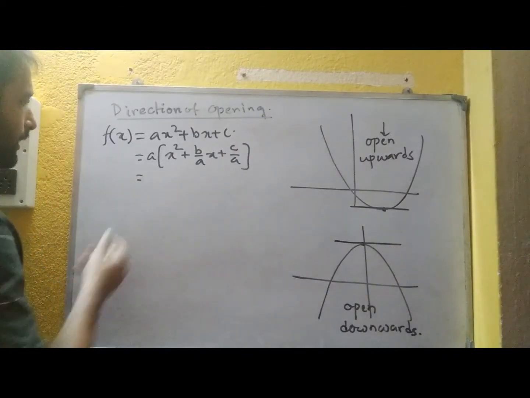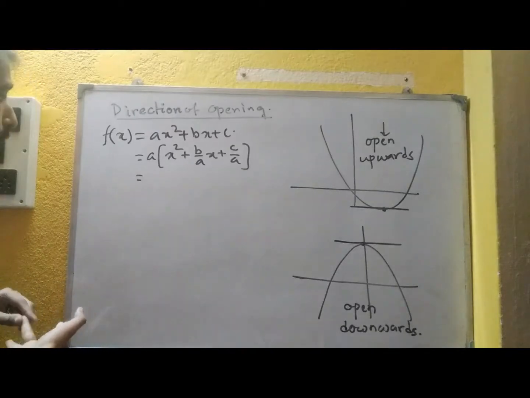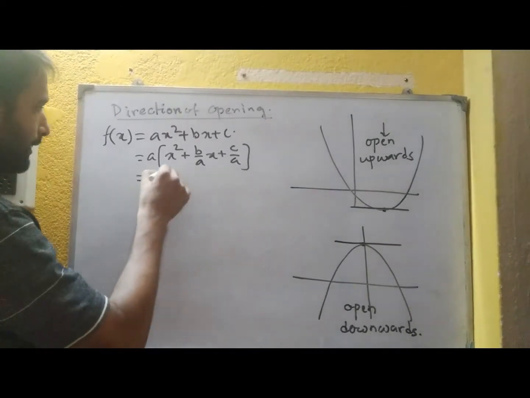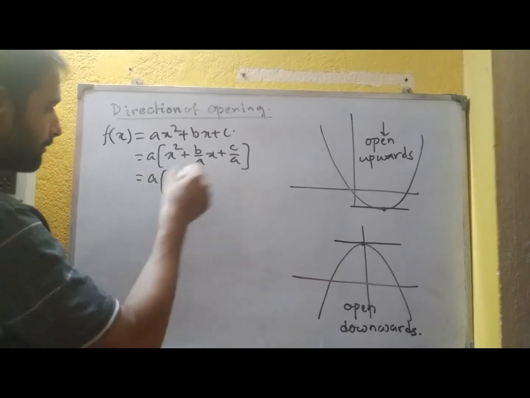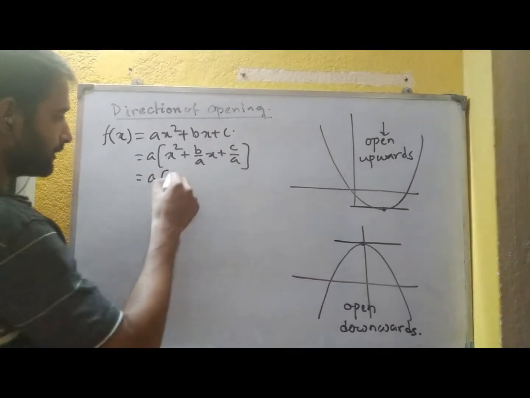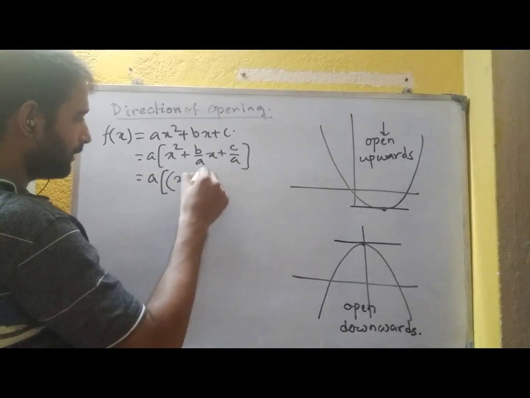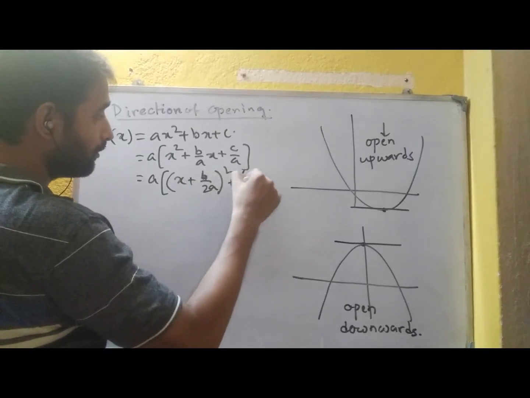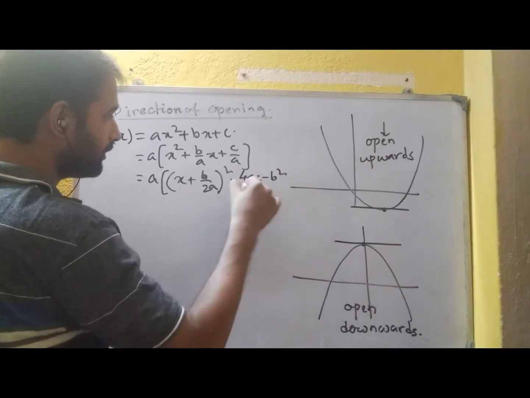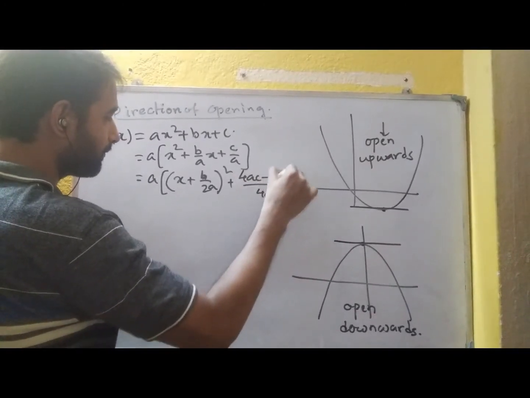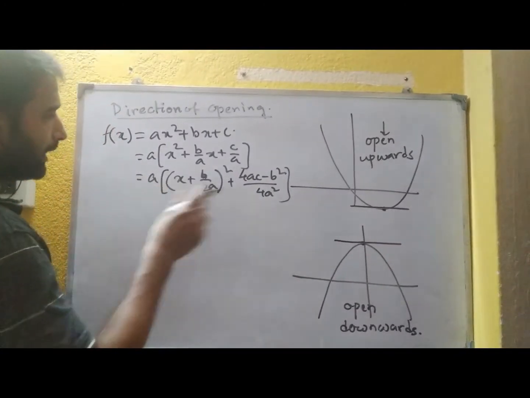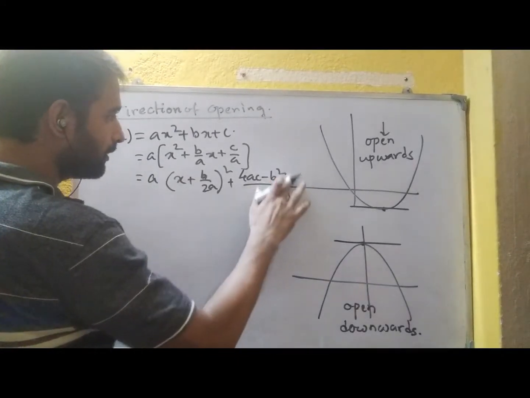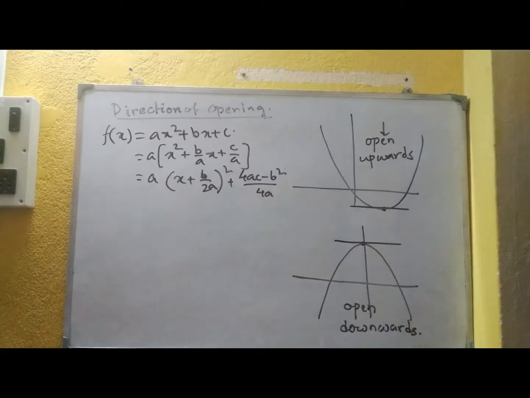And now, already we have seen in the proof of Sridharacharya formula that we can write the x square and the x part as (x + b/2a) whole square + (4ac - b square)/4a square. And if you multiply by a, then one of the a will cancel out and this will be the form.